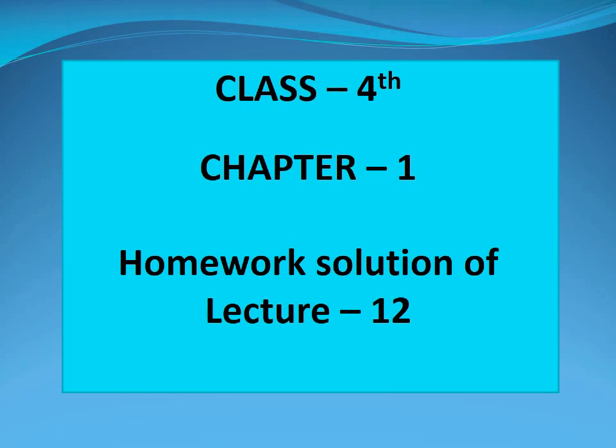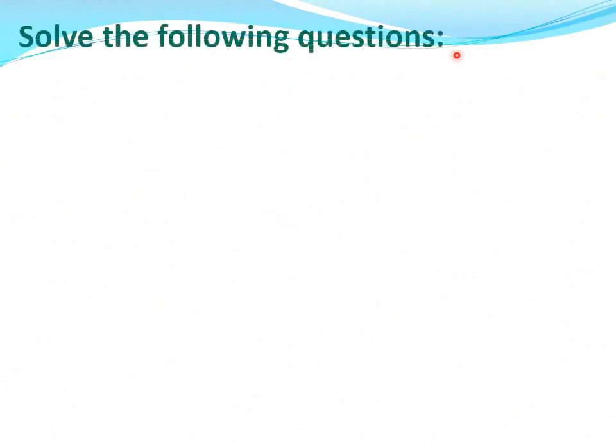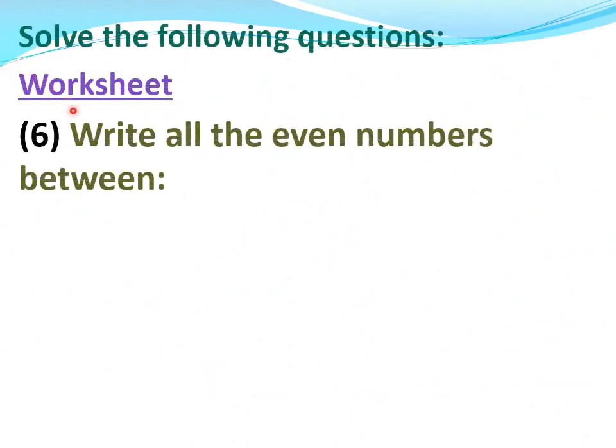I hope you have done the homework assigned in lecture number 12 of chapter number 1. Now I will discuss the solution of the homework assigned in lecture number 12. Solve the following questions. Worksheet. Question number 6, B part: write all the even numbers between 27 and 47. We have to write all the even numbers between 27 and 47.